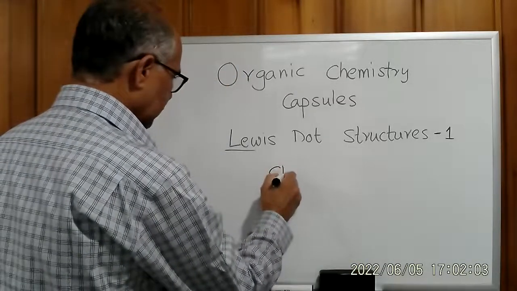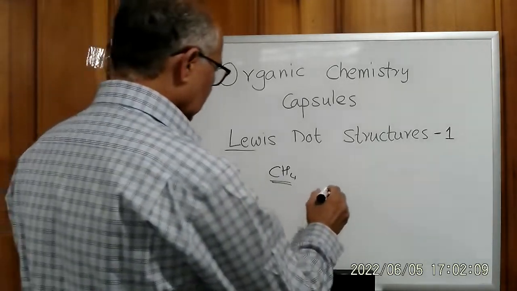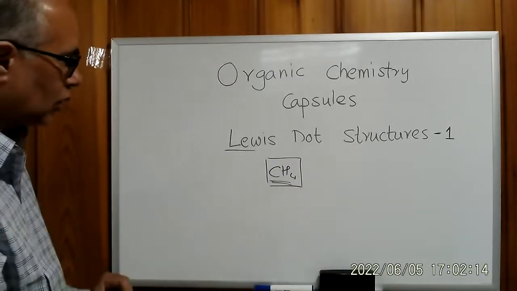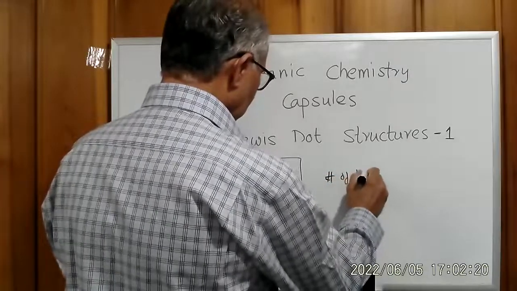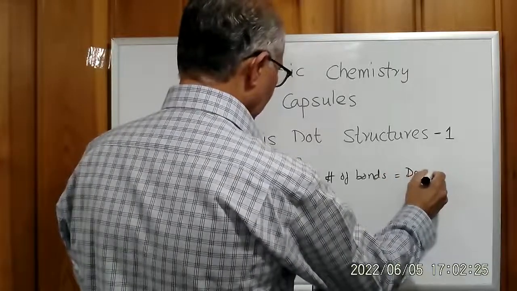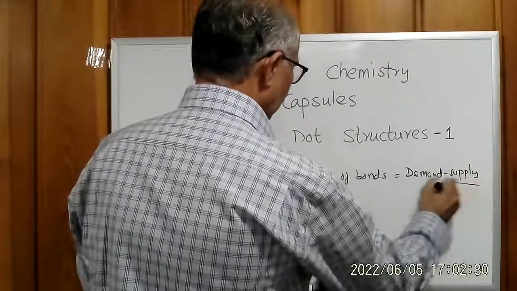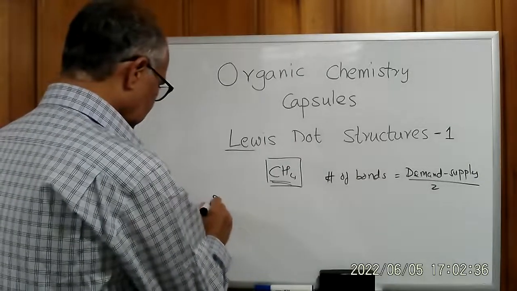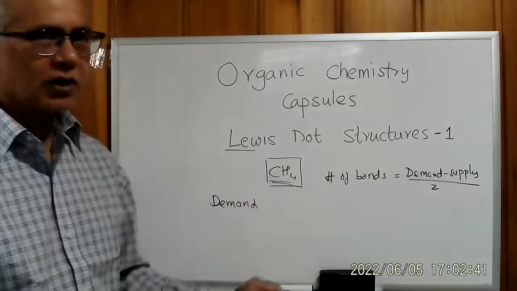The molecular formula is CH4. There is a simple equation used to determine how many bonds are in this molecule. The equation goes like this: the number of bonds for this molecular formula, CH4, is given by demand minus supply, divided by 2. We'll come to what demand is and what supply is. So what is the demand? Demand is the number of electrons each atom requires around it.